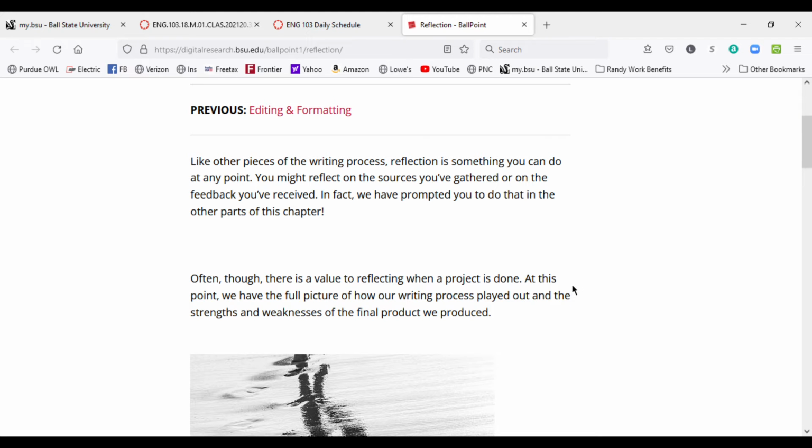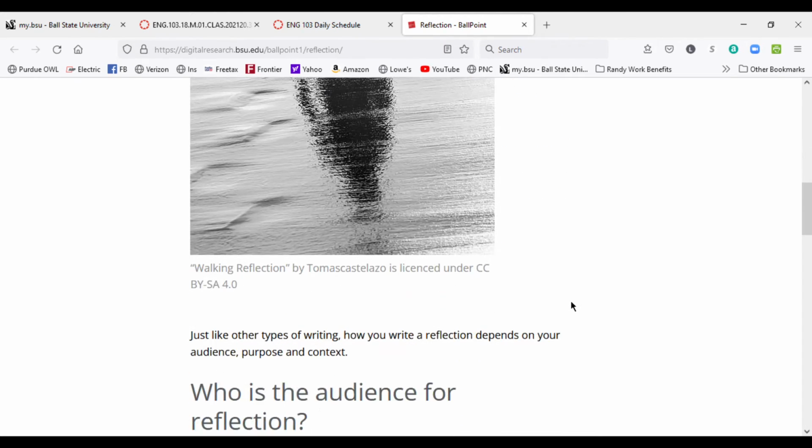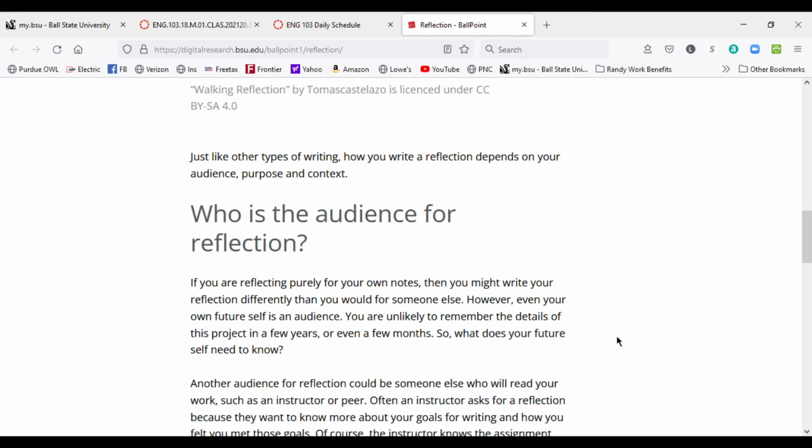Editing and formatting. So just like other types of writing, how you write a reflection depends on your audience, purpose, and context. Okay, so I think this is important because at the end of the semester, you have a final digital portfolio, okay? And you're going to have to revise some of your papers to put in that portfolio. And then you're going to have to write, I think it's a 2 to 3 page reflection on what changes you made in those papers and kind of explain why you did them, what you did, and reflect on those changes and how you've grown as a writer.